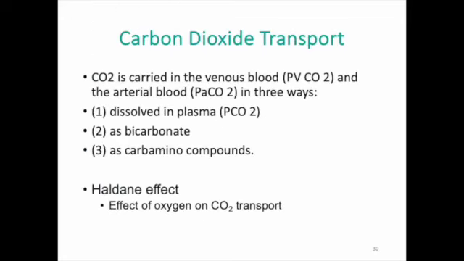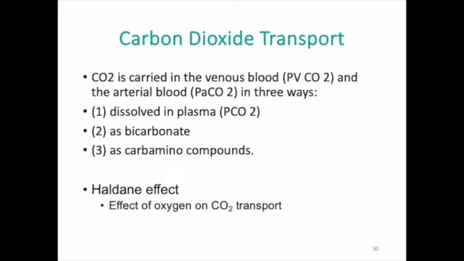Did you know that CO2 is 20 times more soluble than oxygen and it diffuses quickly from tissue cells into the blood? So as CO2 diffuses out of the cells in the blood, it dissolves in the plasma. CO2 is carried in the venous blood and the arterial blood in 3 ways. It's dissolved in the plasma, as bicarbonate, and as carbaminohemoglobin.